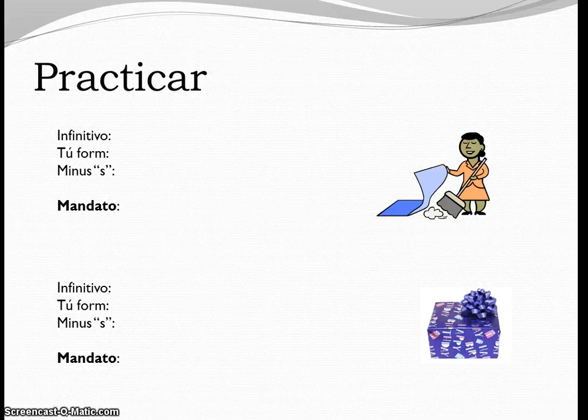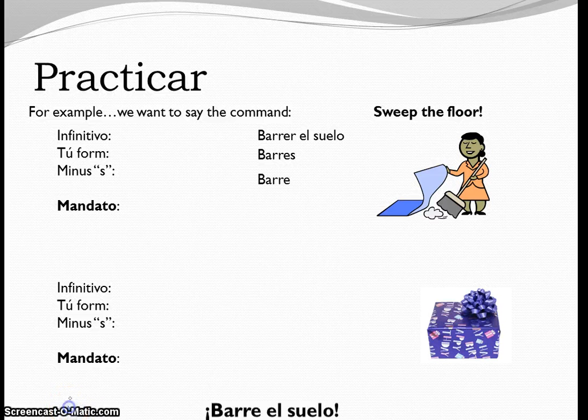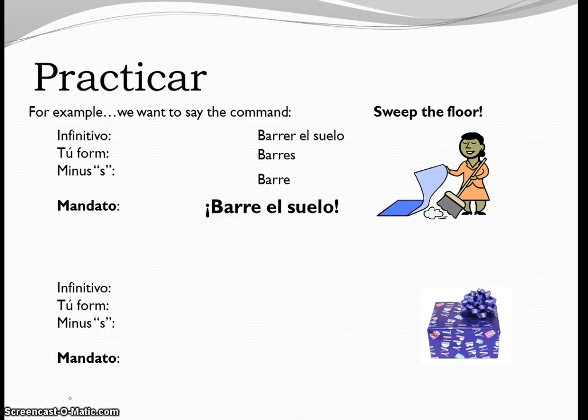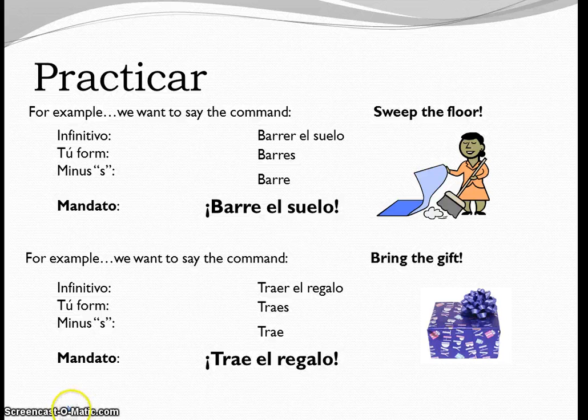Let's practice a little bit more. The first one, we want to say the command sweep the floor. The infinitive barrer. Put in the tú form. Barres. Take off the S. Barre. So your command is barre el suelo. Try this one now. We want to say bring the gift. Here's your infinitive. Work through it. Pause the video if you need to. Good. The tú form is traes, minus the S, trae, gives the command trae el regalo.